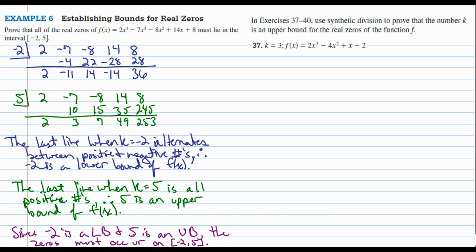Use synthetic division to prove that the number k is an upper bound for the real zeros of the function. So for an upper bound, I am looking for all positive numbers in the last line of synthetic division. So I'm going to plug in k as 3 in synthetic division. And I can see that all the last numbers are positive. So since the last line of synthetic division is all positive, k equals 3 is an upper bound of f of x.